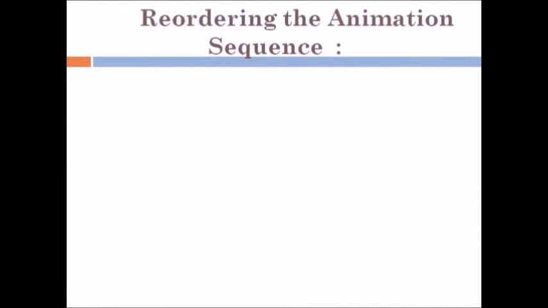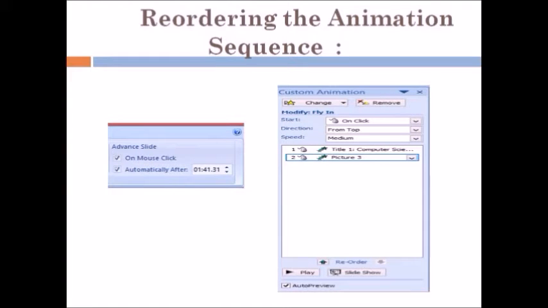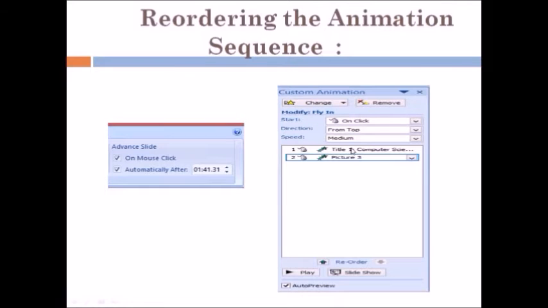Next is reordering the animation sequence. This means you can change the sequence in which animations are played. For example, look here, this is our custom animation. Here it gives a speed and these are the given animations. First animation, and this is our second animation. You can also reorder it. Reorder means you can move this order upward by using that arrow to change their sequence.